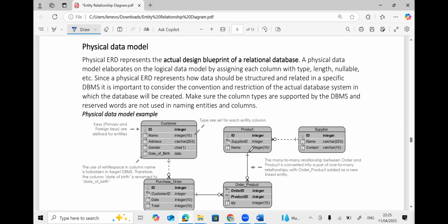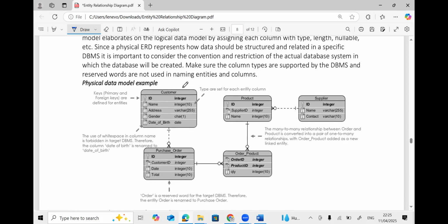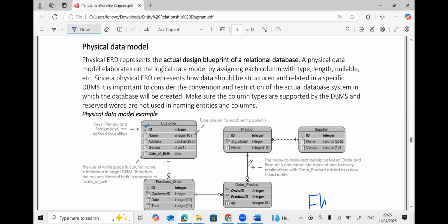Okay, your physical ERD diagram will actually exist like this. Your data types will also be there. You would be defining the primary key as well, telling you which is the primary key. You can see that. And if there is a foreign key, you can write it with FK as well. So this would be the structure of a physical data model.